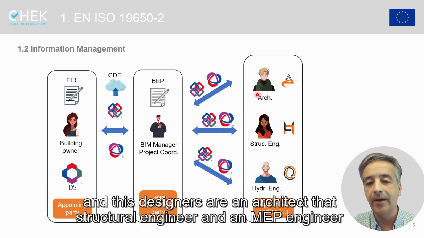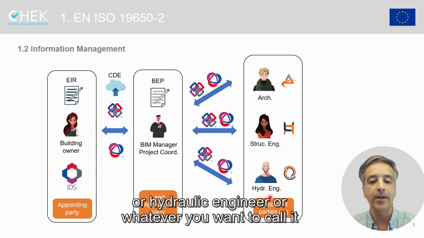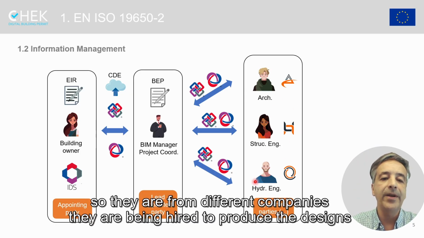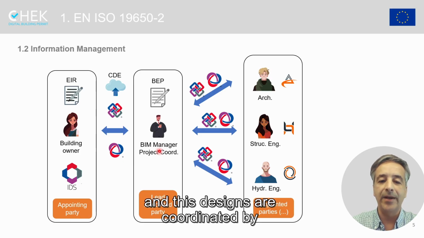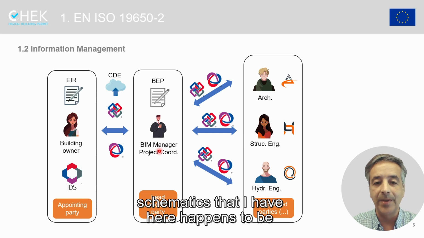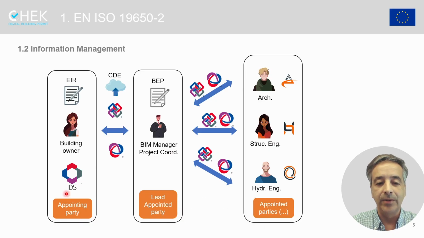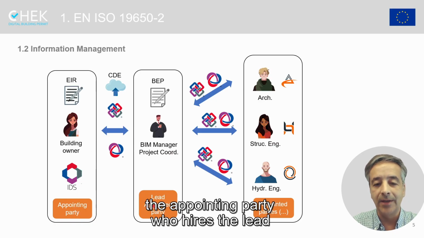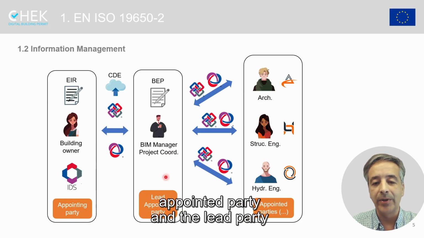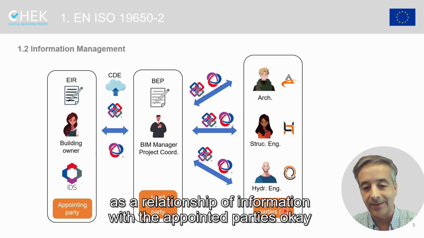And these designers are an architect, a structural engineer, an MEP engineer or hydraulic engineer, whatever you want to call it. So they are from different companies, they are being hired to produce the designs, and these designs are coordinated by this project coordinator, which in the schematic that I have here happens to be the BIM manager as well, and they will relate as a group to the building owner, which is actually the appointing party who hires the lead appointed party, and the lead appointed party has a relationship of information with the appointed parties, okay?